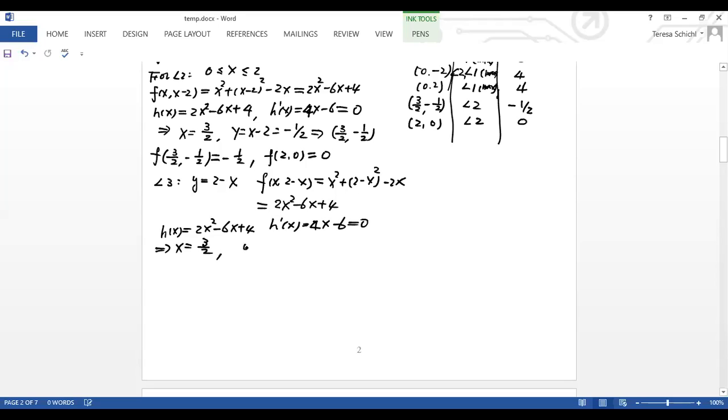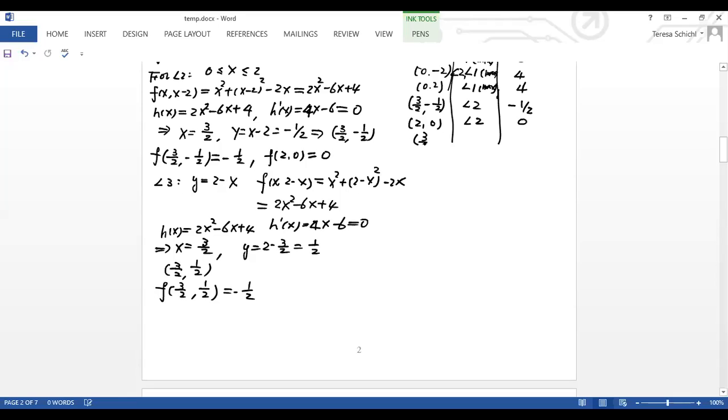Then you plug in y equal to 2 minus 3/2, right? So it's 1/2. So I have another point here. It will be the 3/2 and the 1/2, right? Okay, now let's take a look at f of 3/2 and 1/2. So this one still will give you the negative what? 1/2 here. Okay, so let's try to put this first point in.